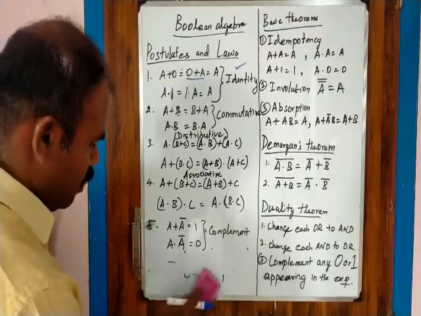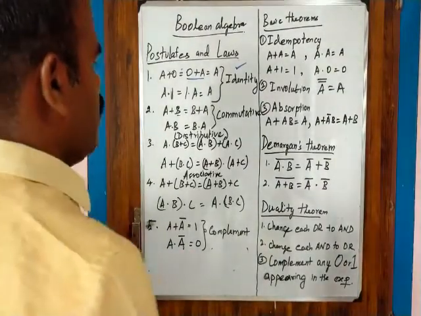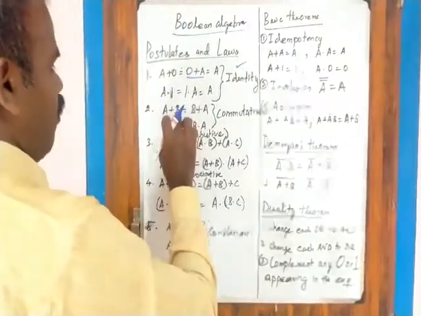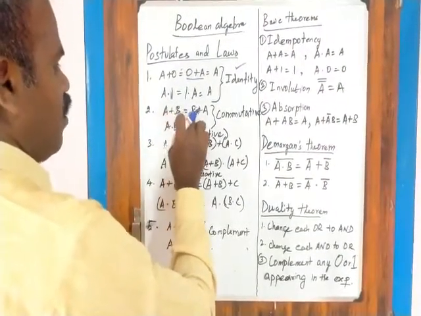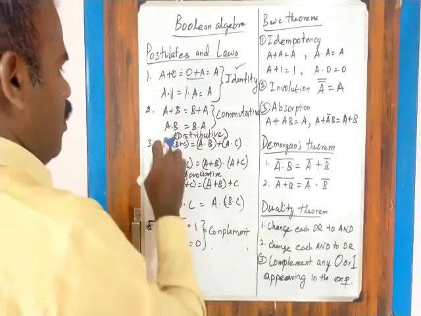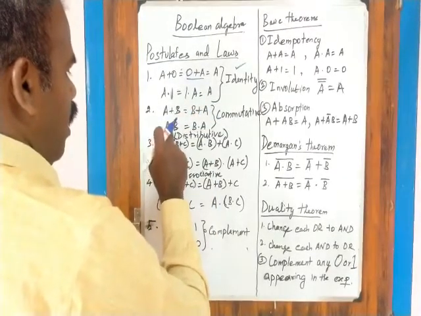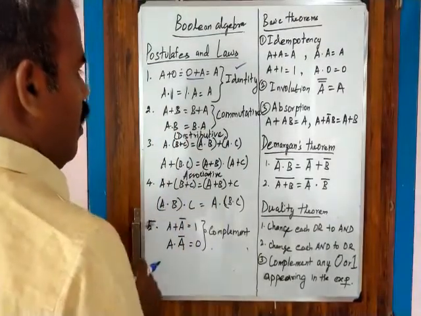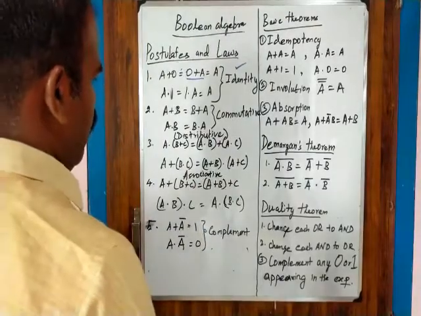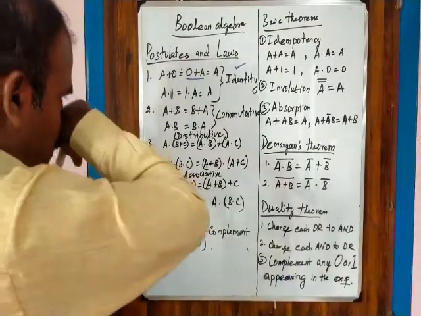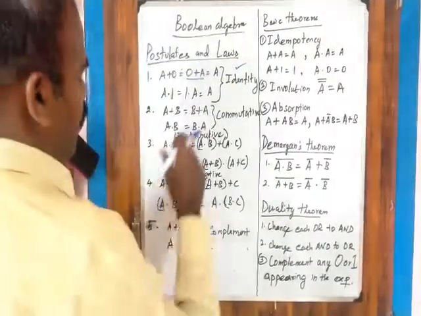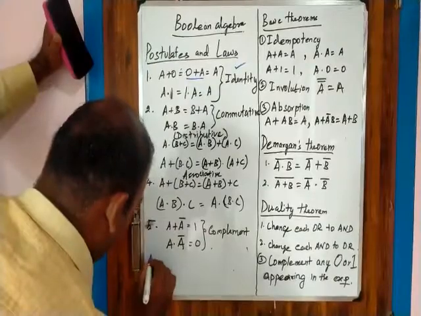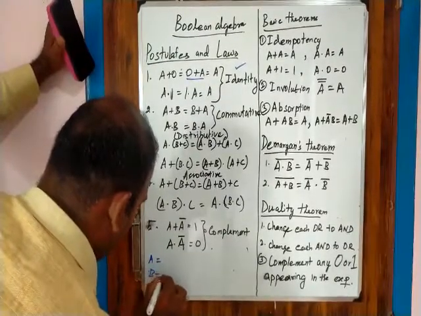Next, commutative postulate. That is A plus B. If you add A plus B, that is equal to B plus A. Similarly, A dot B, A multiplied with B, is equal to B multiplied with A. This is called the commutative postulate. By substituting an example, we can understand that is A equal to 1, B equal to 0.